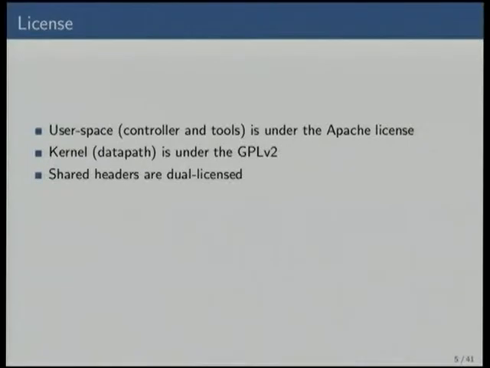So the licensing is important, I think. The user space tools are Apache license. The kernel portion is GPL because it needs to be compatible with the kernel. And the bits that go in between, the shared header files, are both.